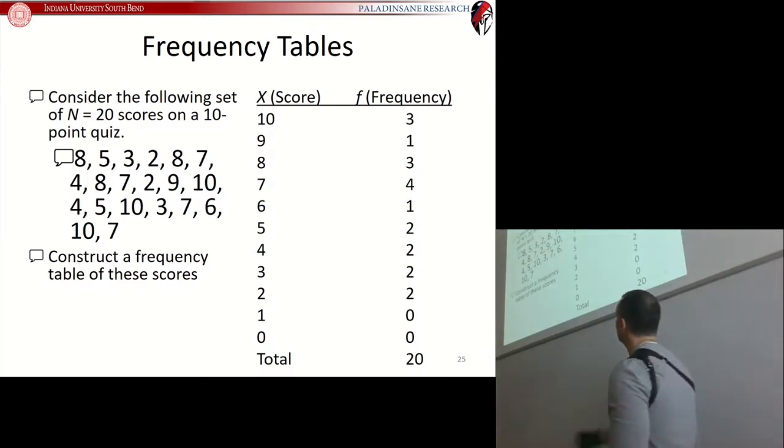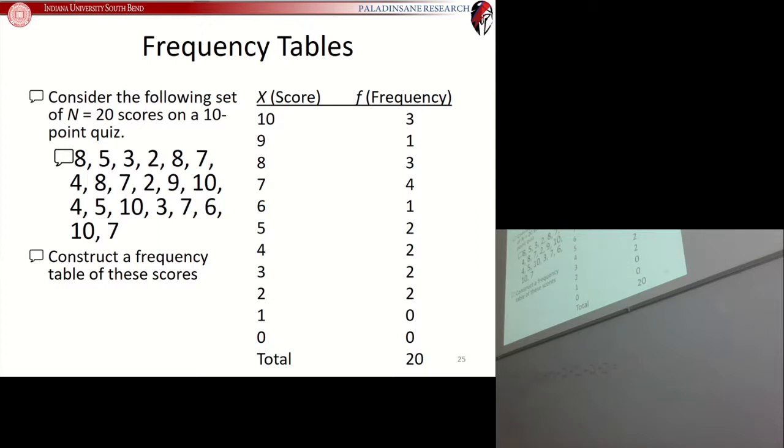Well, nobody scored 0 out of 10, so we got 0. Nobody scored 1 out of 10, so we got 0. 2 students scored 2 out of 10, so a frequency of 2. 2 students scored 3 out of 10. 2 students scored 4 out of 10, and finally 2 students scored 5 out of 10. So very easily you can determine that you should be expecting 8 students at your tutoring session.